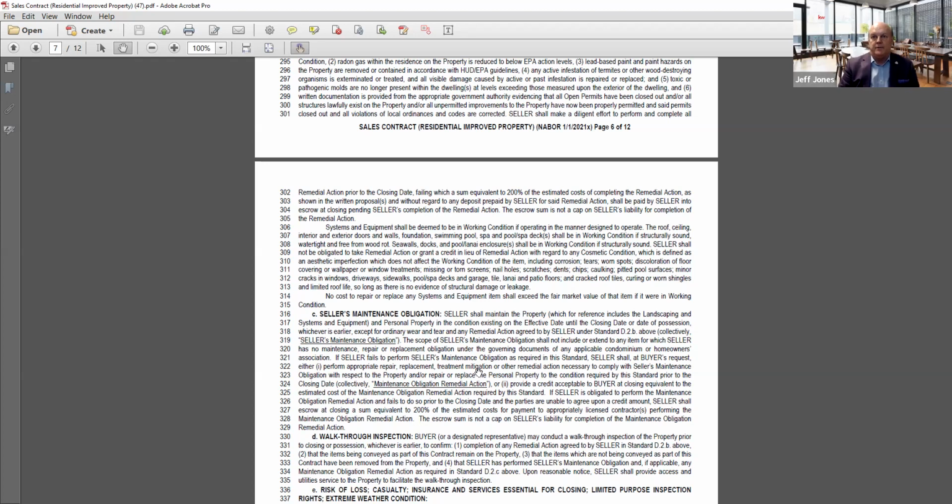We make sure that all of the furniture and items on our inventory are there. We make sure that if the seller needed to clean out things out of the garage or whatever, that they've done so, that the property's in inhabitable, room swept condition. And that's the bottom line right there.